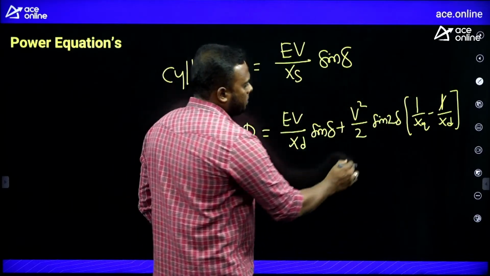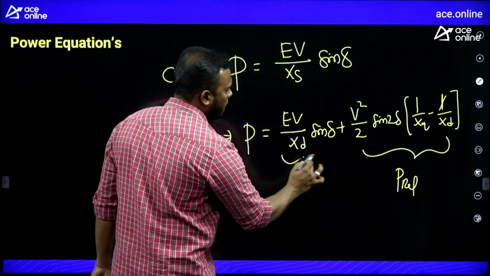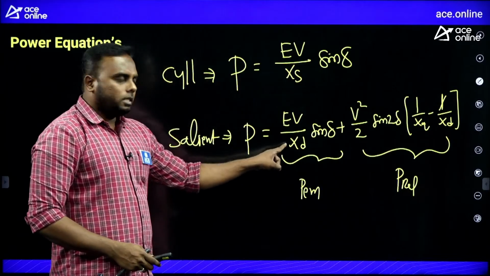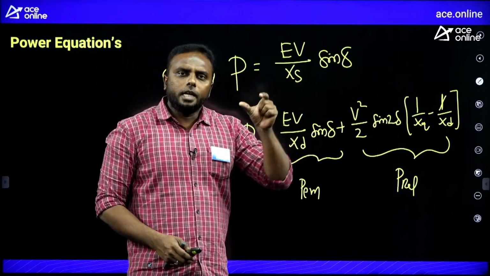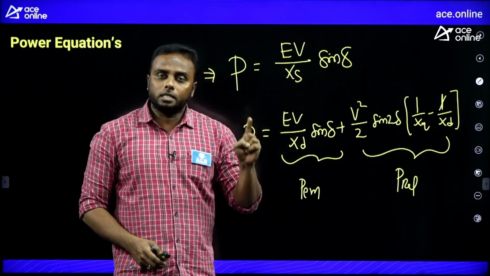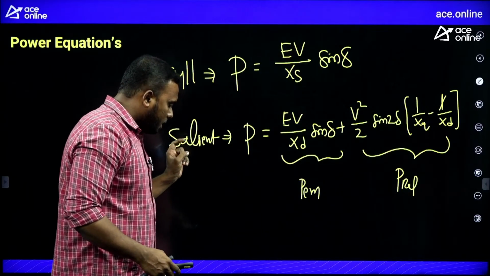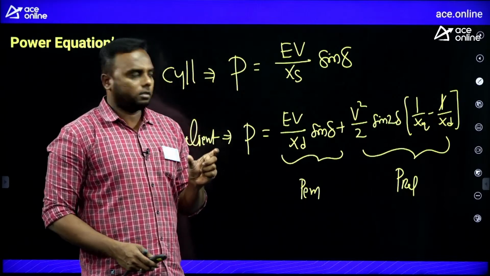This is called reluctance power. We call this reluctance power. This is called electromagnetic power. So electromagnetic power depends on Xd only, but reluctance power depends on both Xd and Xq values. Of these Xd and Xq, which is greater? Xd is greater. Remember, Xd is always greater than Xq. That difference between Xd and Xq we call saliency. Remember this.